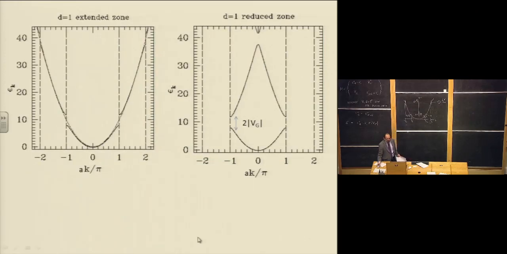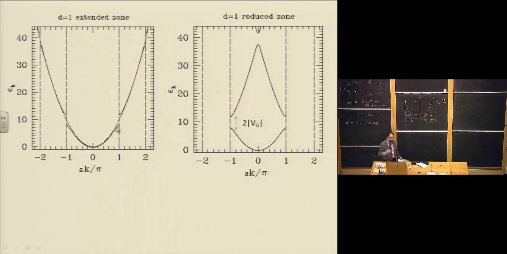So here's the same picture in extended zone scheme. This starts with the bare parabola, the nice free electron parabola. And then when you add the periodic potential, the major effect of the periodic potential is near the Brillouin zone boundary, where it opens up this gap.